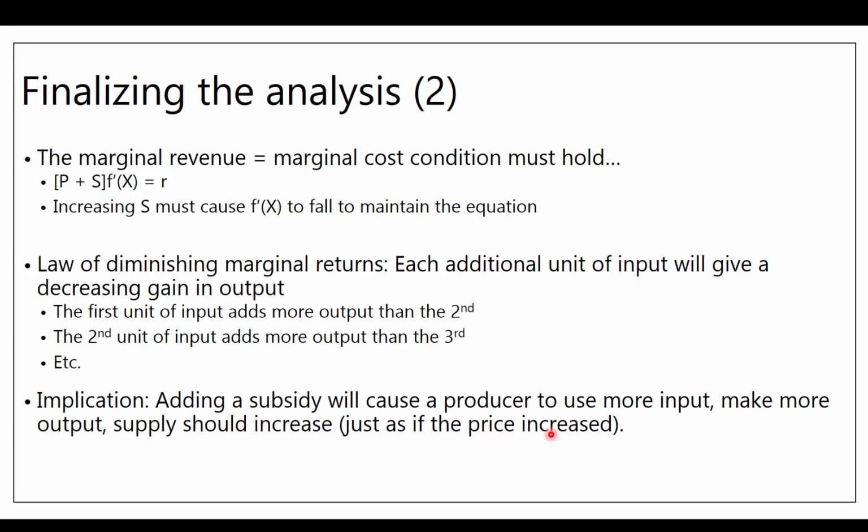If a producer expects the price to go up, they produce more. That's the law of supply. We believe it. But if a producer expects that they're going to get a subsidy, then they should also produce more. It's just the right thing to do. It's just optimal.